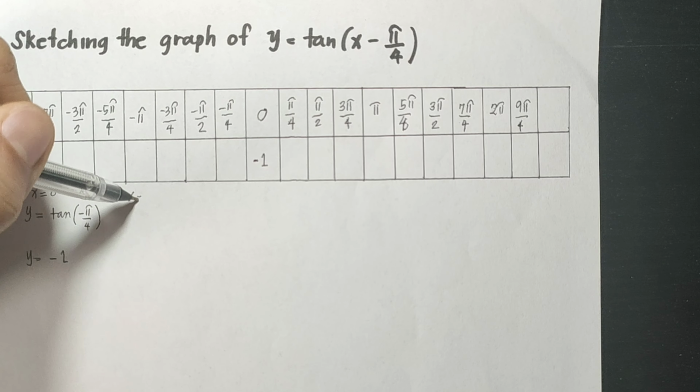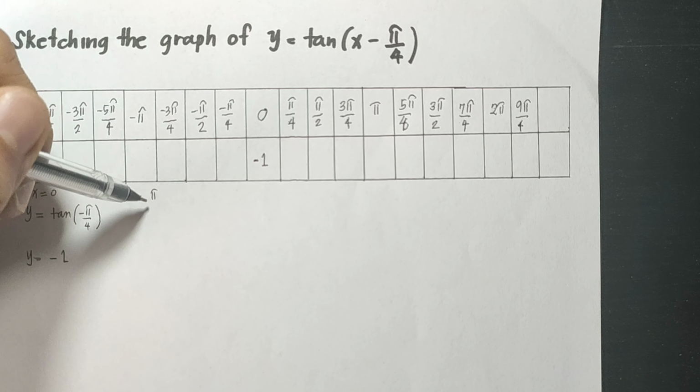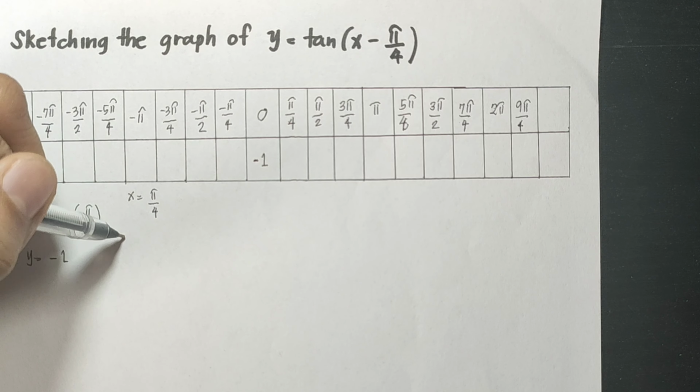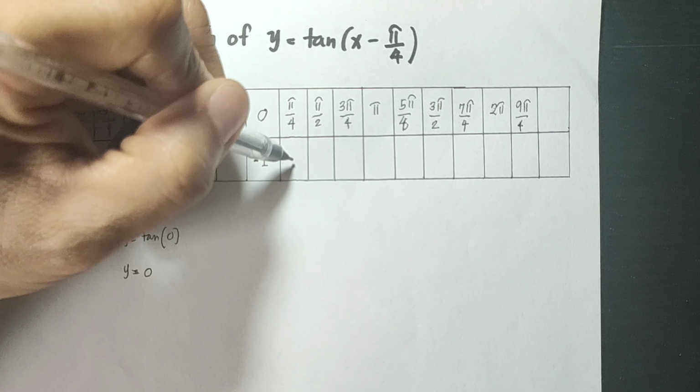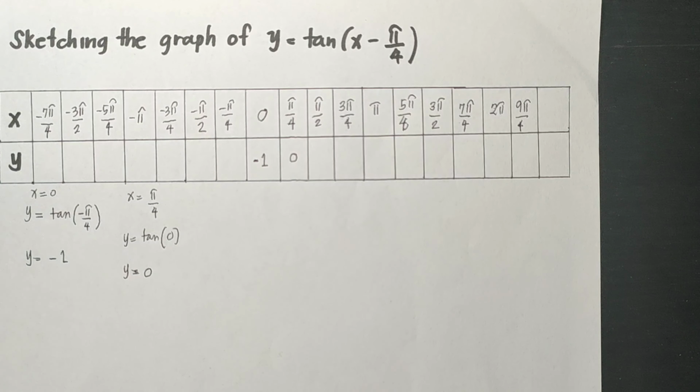When x is pi over 4, so that will become y equals tangent of pi over 4 minus pi over 4, that is 0, and tangent of 0 is, on your unit circle, what is tangent of 0? This is the 0, and the tangent of that is y over x, 0 over 1 is 0, so that will become 0. So therefore, for pi over 4, we will write 0.